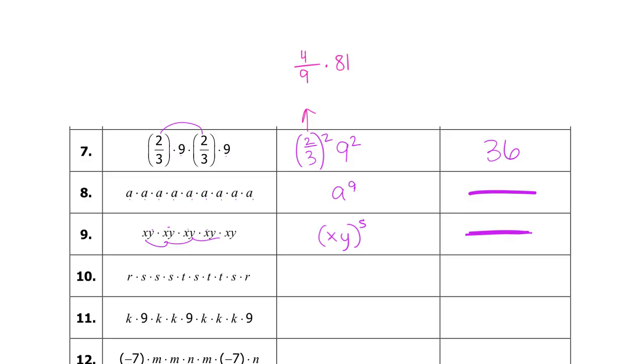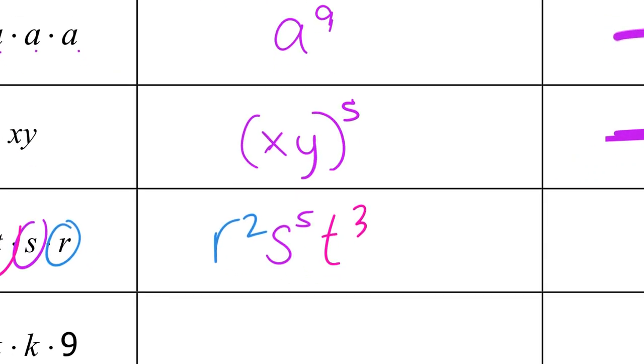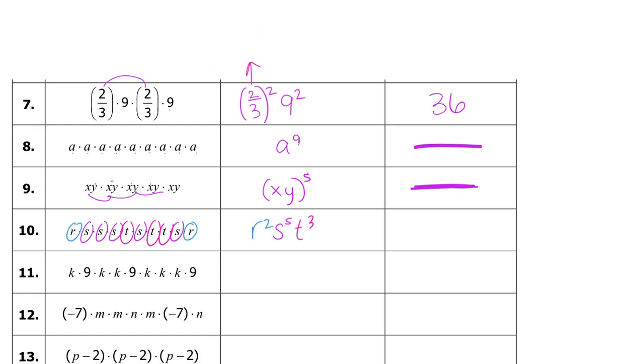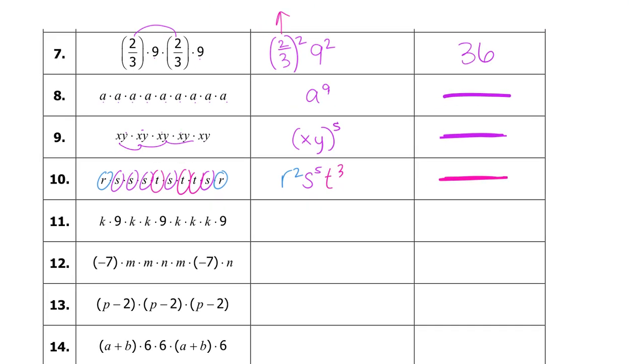Okay, next one, we have a few different letters. Let's start with the r's. So 1, 2, that would be r squared. And then for the s's, 1, 2, 3, 4, 5, s to the 5th. And for the t's, we have just 1, 2, 3, so t to the 3rd. And then you can just leave it like that. Some people like to put little dots in between these for multiplication, but you don't have to do that. And then again, we can't evaluate that one either.